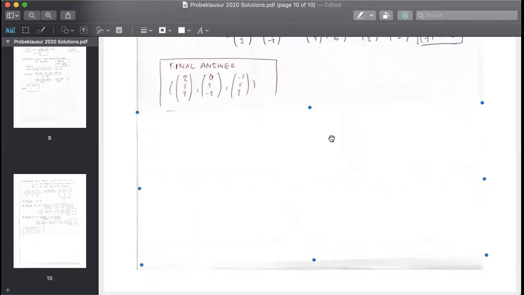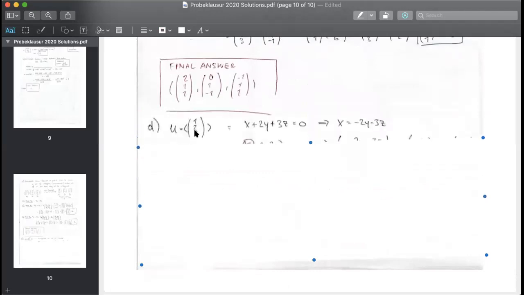The last part is part D, and they give you a vector, and they tell you to find a vector that is perpendicular to this vector. And well, what do we know? We know that when two vectors are perpendicular to each other, their dot product is 0. Okay. So how do you do that?